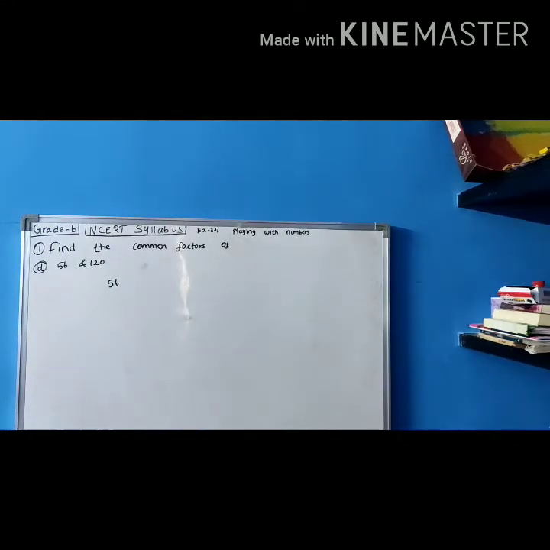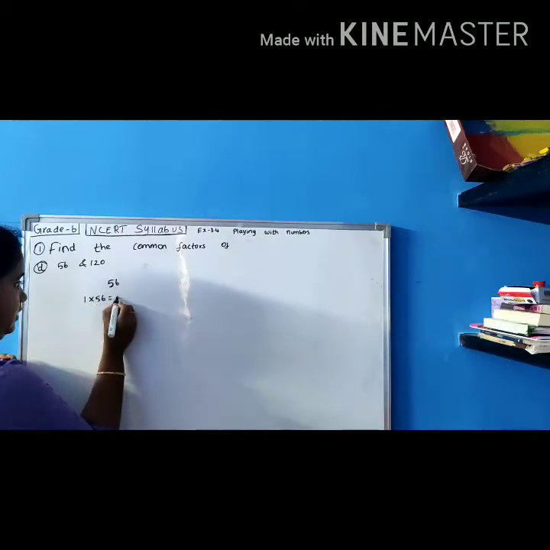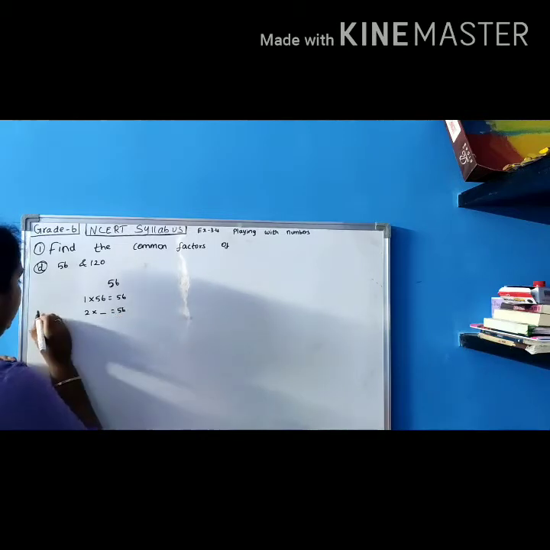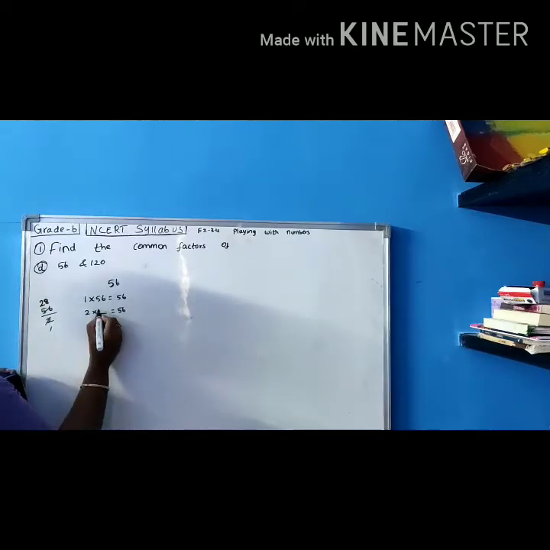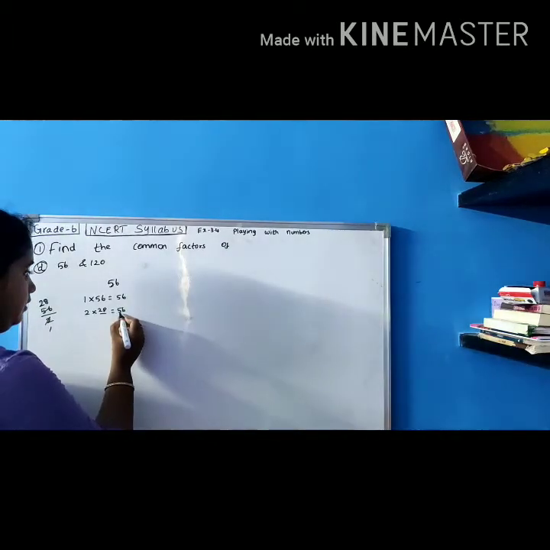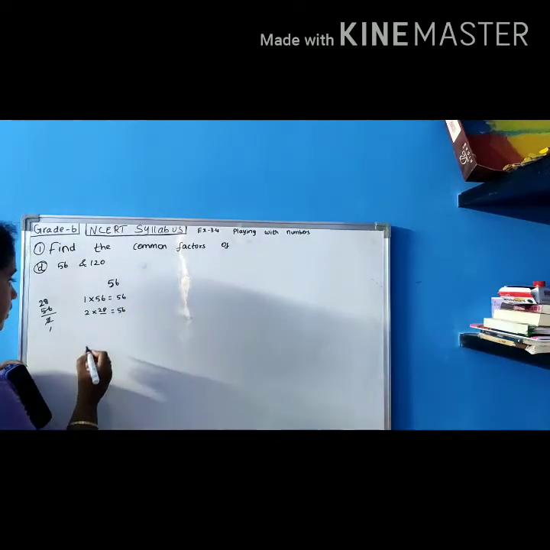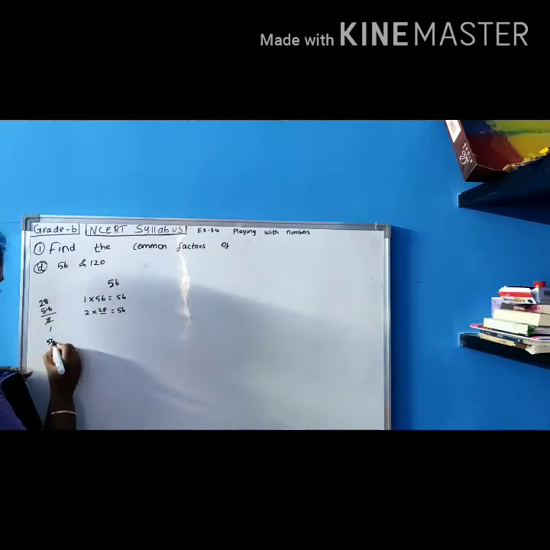So the next sum is 56 and 120. For 56, 1 into 56 is 56. I don't know 2 into what gives you 56. So I am going to divide 56 by 2. 1 2 is 2. 2 2s are 4. Balance 16. 8 2s are 16. So 2 into 28 gives you 56. Then it will not go in the 3 table, right? Let us check. 56 divided by 3. 1 3 is 3. Balance 26. It will not go.